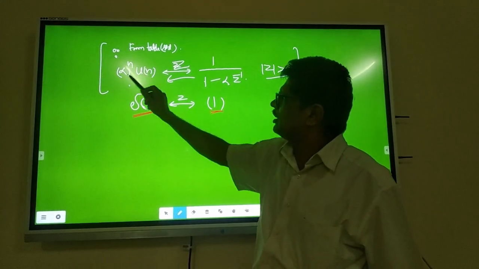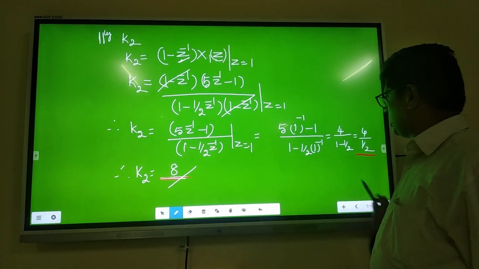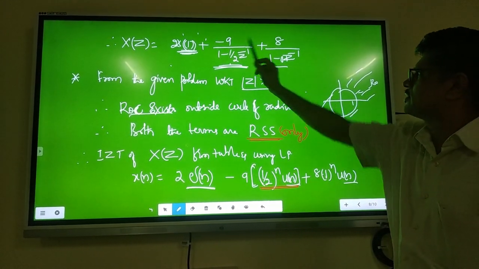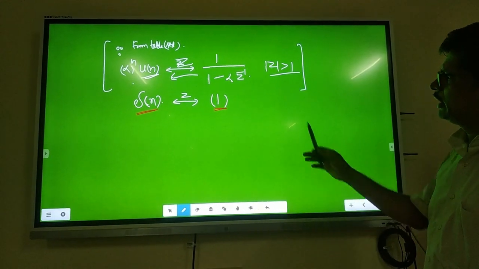That inverse is nothing but (1/2)^n u[n], a right-sided sequence. That's what I substituted here. See this? Here, (1/2)^n u[n], for this. And the same for this also, (1)^n u[n].